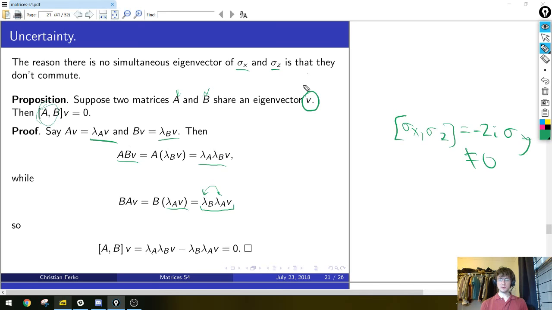If these two things shared an eigenvector v, then we would need sigma y applied to that v to give us 0. But sigma y is not the zero matrix. So you're not going to get a non-zero vector such that sigma y applied to that vector gives you 0. So the fact that these two matrices don't commute is the fundamental reason why you cannot simultaneously know the color and hardness of an electron.